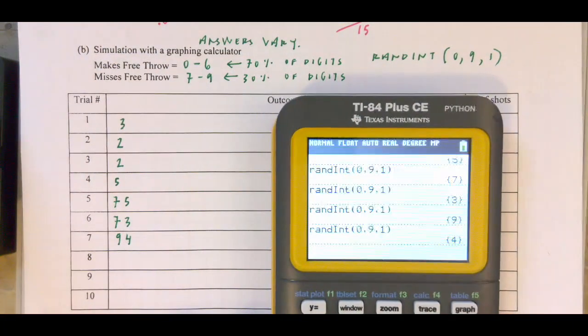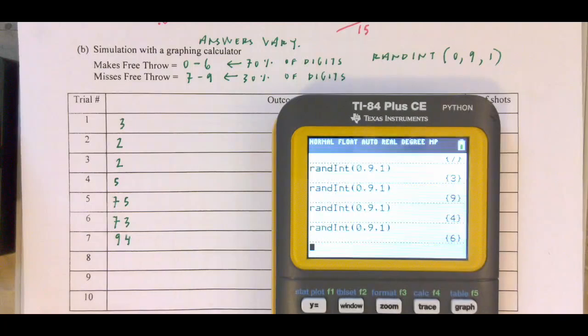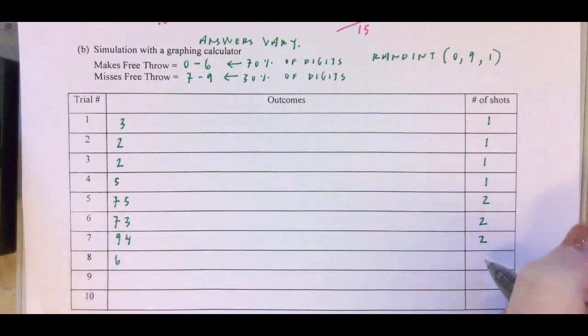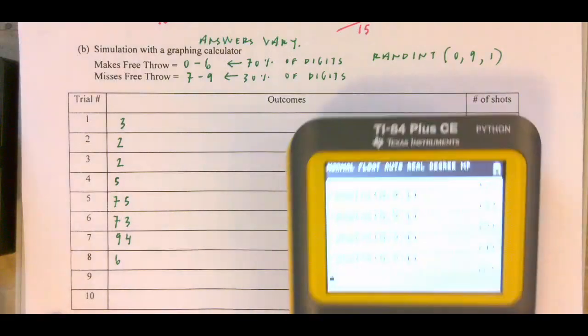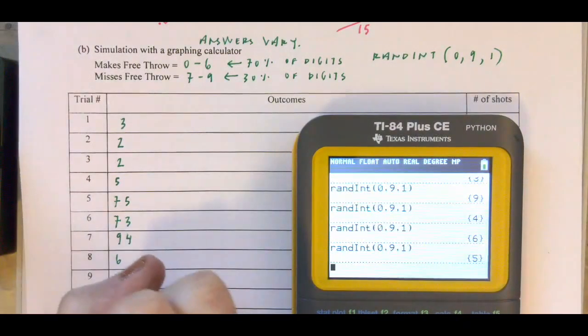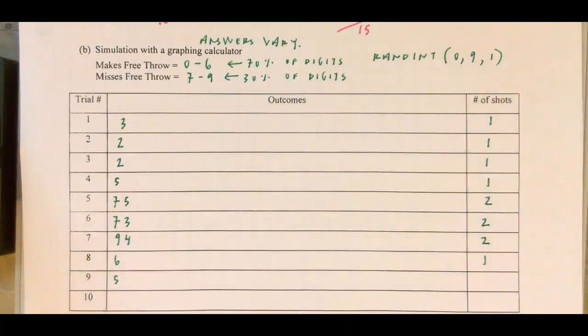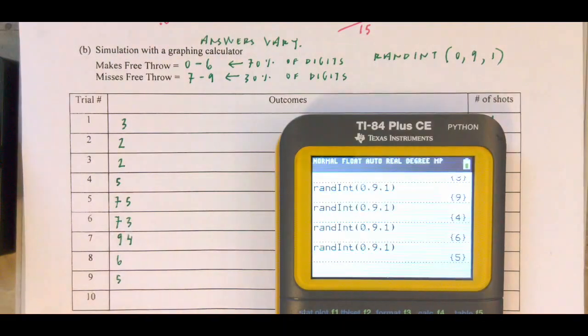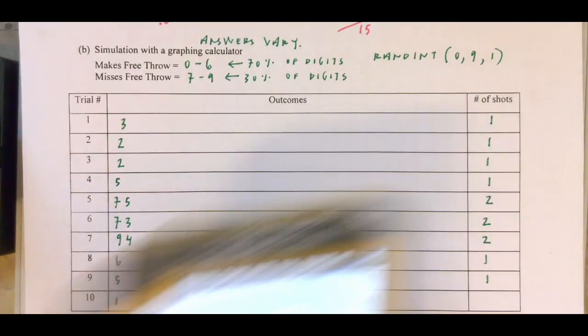All right, trial 8. 6. Made it on the first try. Trial 9. 5. Made it. Made it on the first try. Last trial for me. 1. Made it on the first try.